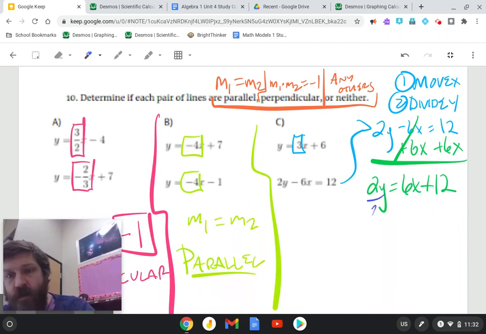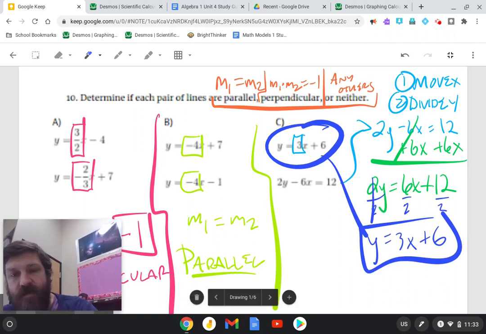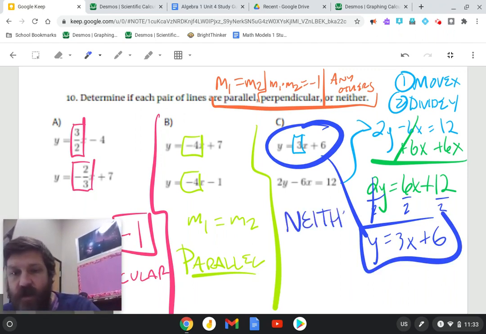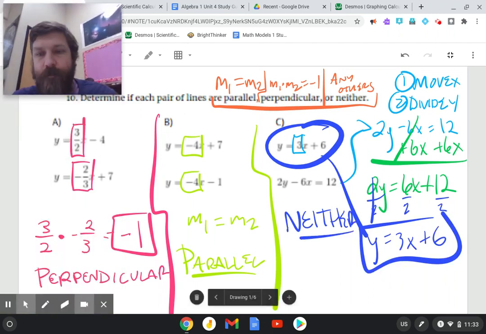Divide by 2. Y equals 3x plus 6. See, those lines are the same. That means they are the same line, but we're going to be looking for an answer of neither on that one. So it is not perpendicular or parallel.